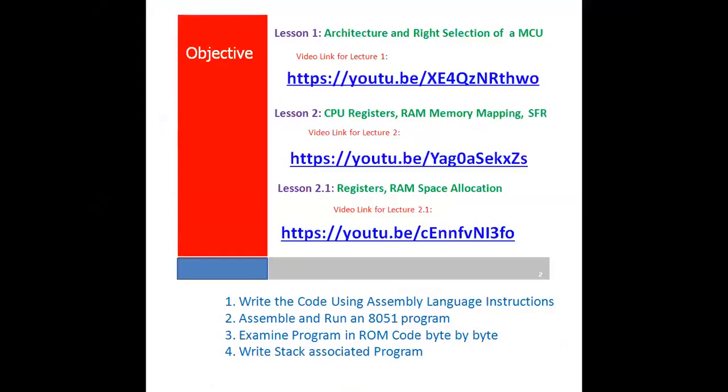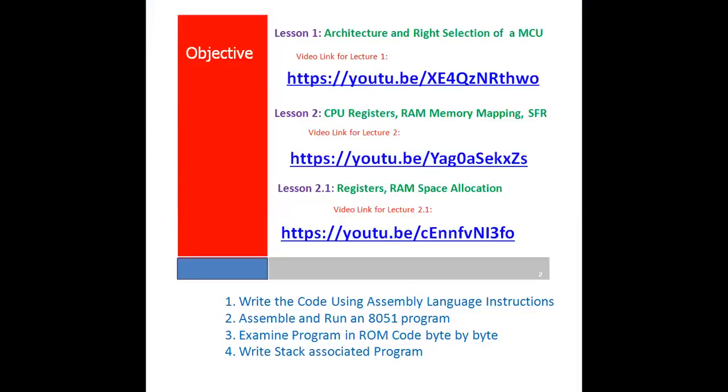8051 CPU registers, the RAM memory allocation technique, and the special function registers were discussed in the second lecture session. To address the huge request from the e-learners, the length of the second video lecture, that is lesson 2, was further reduced and that is released as lesson 2.1.